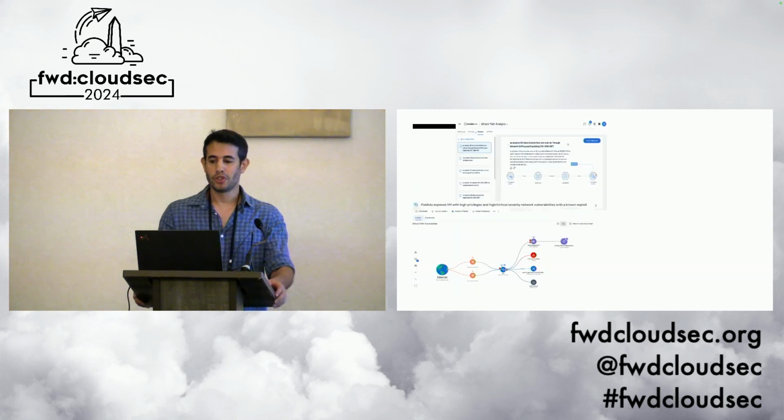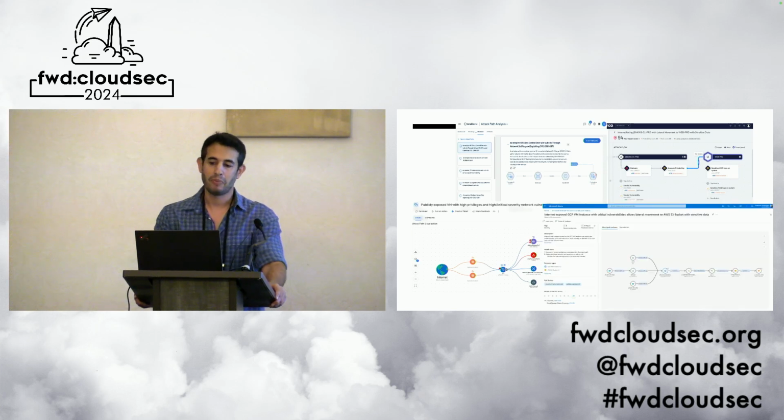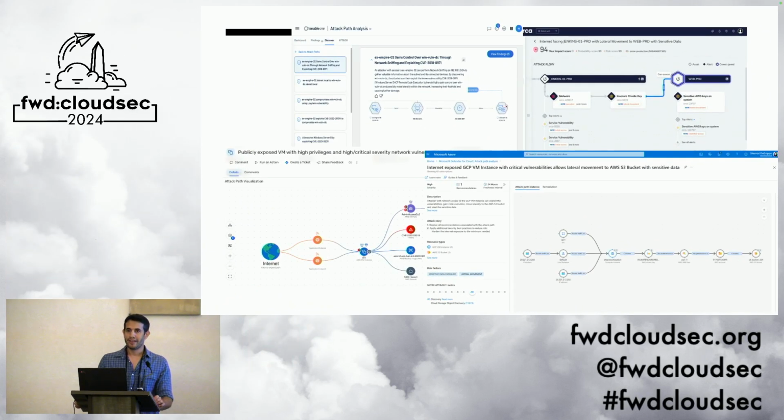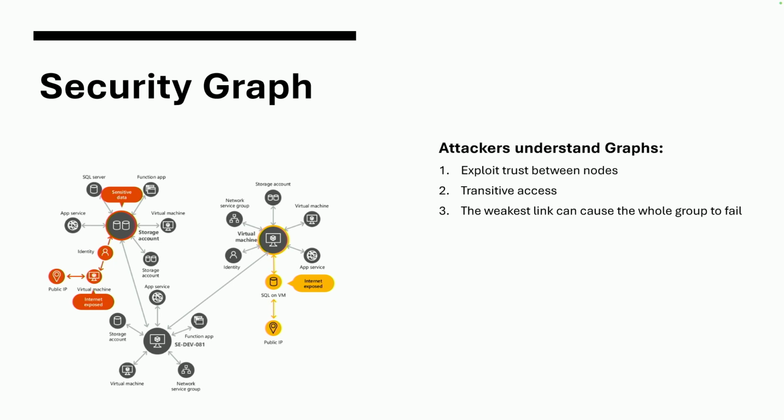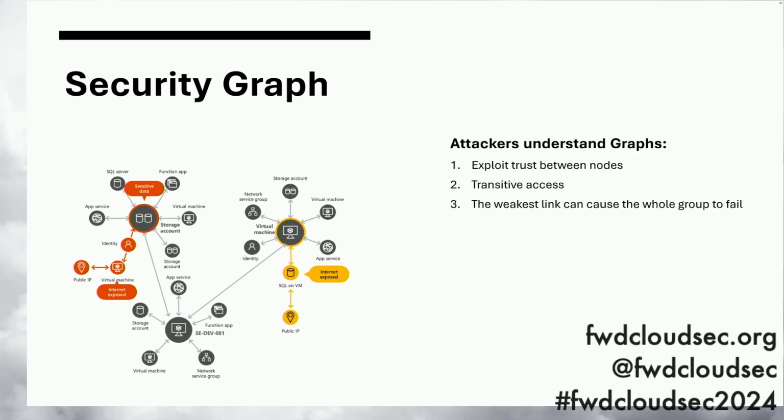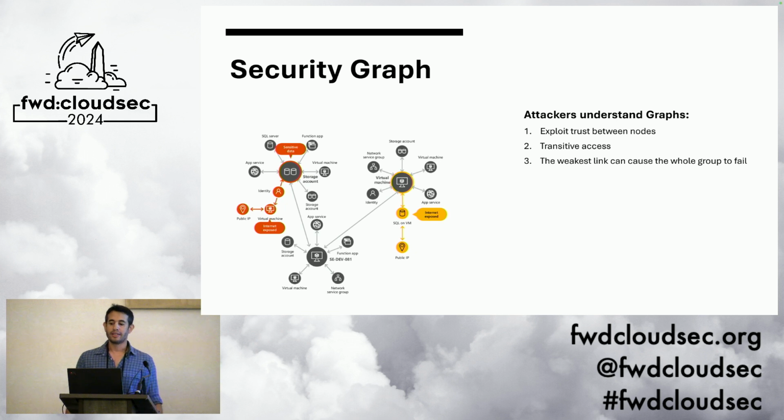All right. So to ensure we are on the same page, we will start with attack paths. Attack paths aren't new. In fact, many companies sponsoring this event have an attack path experience in their offerings. At this point, we should just acknowledge that attack paths are built on security graphs. So I think by now, we all realized that attackers understand graphs. They understand the meaning of exploiting trust between nodes. They understand transitive access. And they understand that graphs create equivalence classes and that the weakest link within a class can bring down the entire class.